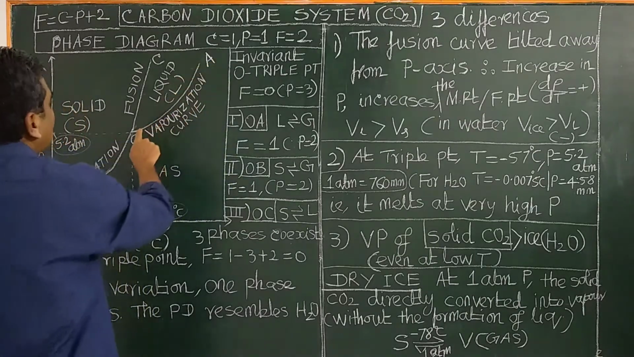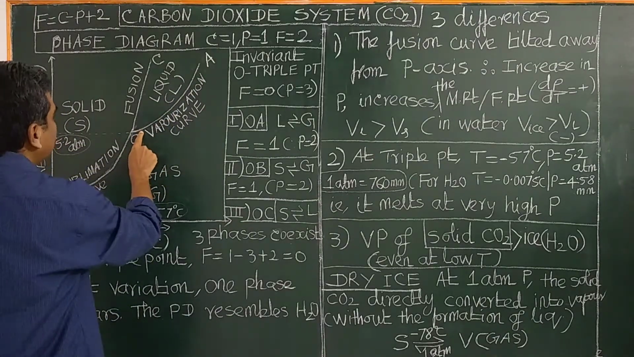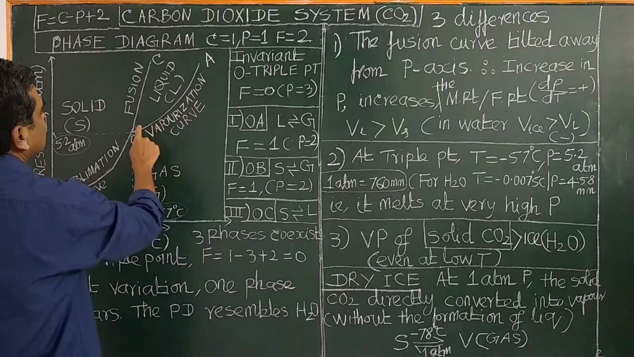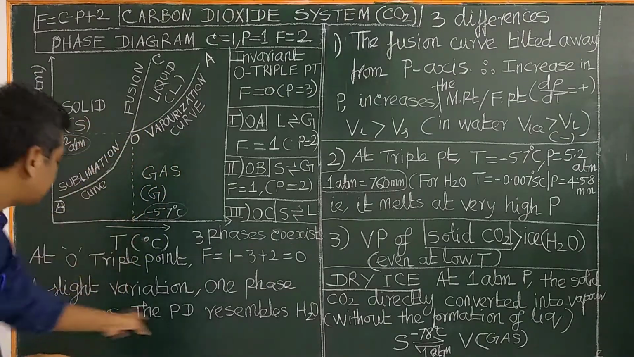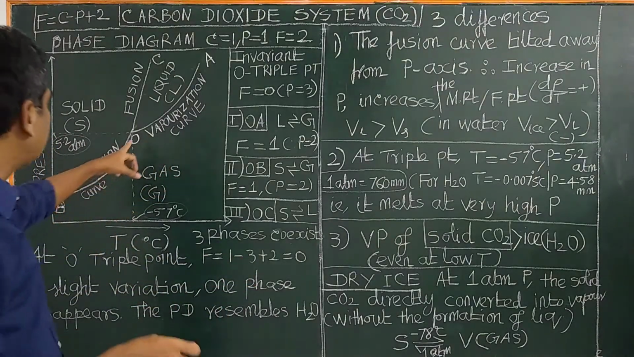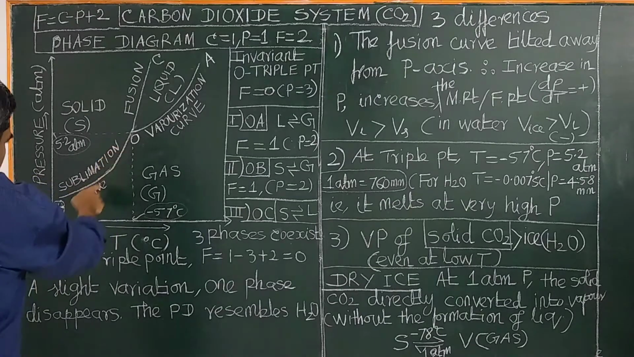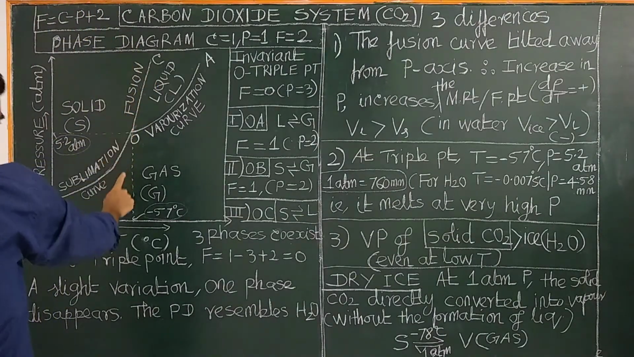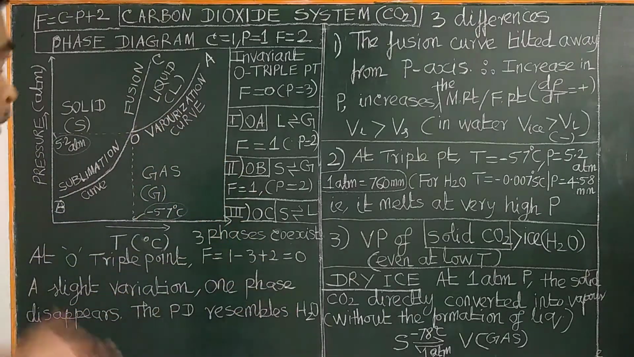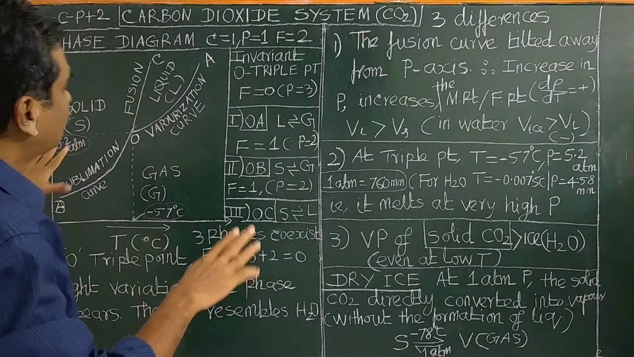Now, on increasing the temperature slightly, only 2 phases remain, liquid and vapor, gas. So one of the phases disappears, whether you increase the temperature, decrease the temperature, or increase the pressure. If you increase the pressure, the gas phase disappears. Now we have explained the phase diagram of carbon dioxide.